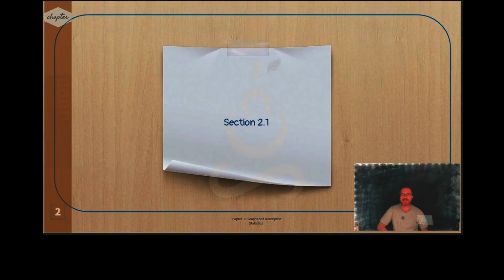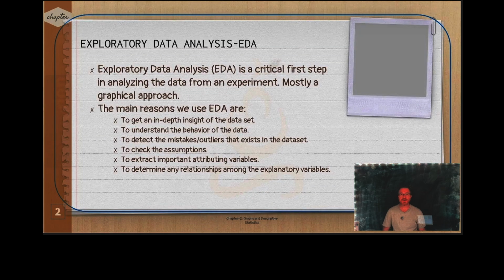Hello everyone. In today's lesson, we're going to be covering section 2.1, which is going to be on exploratory data analysis, specifically histograms. So first let's talk about exploratory data analysis, or EDA. Exploratory data analysis is a critical first step in analyzing data from an experiment, mostly as a graphical approach. This is actually one of the first things I do anytime I get data.